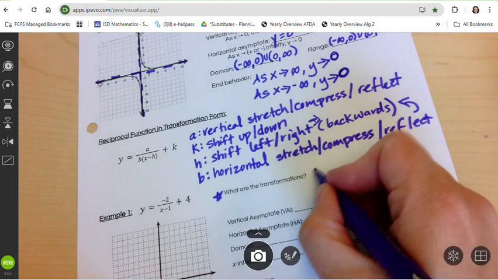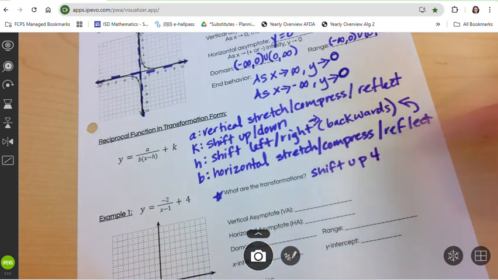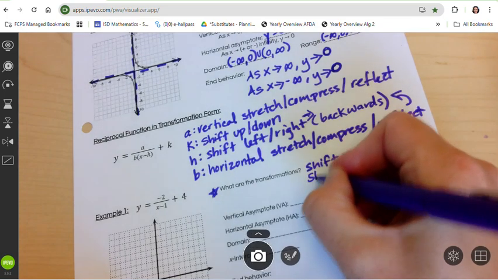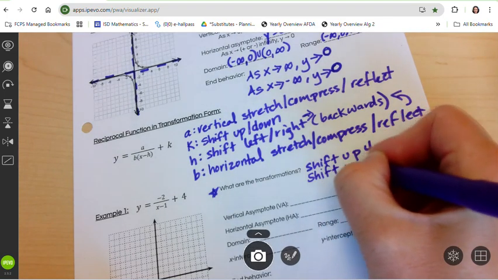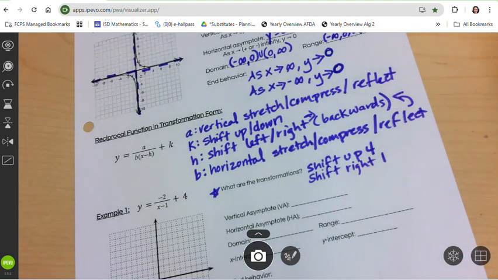Shift up 4, good. If you're missing that one, add it in. All right, raise your hand if you got another one. Sal? Shift right 1. Shift right 1. If you're missing that one, add it in. Henry, you got another one for us?